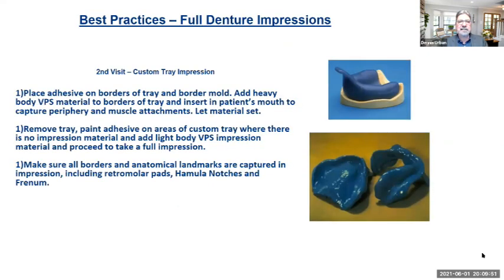So the second visit is a custom tray impression. First thing I'm going to do is place an adhesive on the borders and do a border molding like I showed earlier, and then that's a heavy body material. Take that out of the mouth. Make sure you captured all those landmarks there, and paint the adhesive on, and put a medium to light body impression material. Most of the time when I'm recommending light body materials, if it's a full upper or full lower denture impression without any overdenture attachments, it seems to work out well. But just make sure you capture all the borders and anatomical landmarks, including retromolar pads, hamular notches, and the frenum.